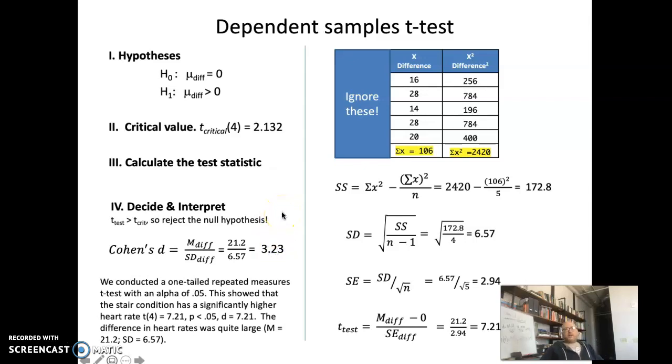Remember, that goes on a scale of absolute value. By the time you get to a Cohen's d of 0.8, 0.9, 1, you're starting to get a pretty big Cohen's d. So this is actually a huge one. This means stair climbing has a really big effect on heart rate. And then finally, the last thing I have down there is the written description.